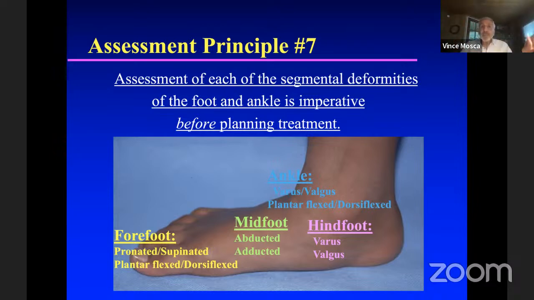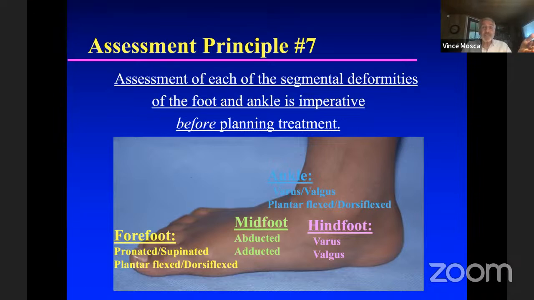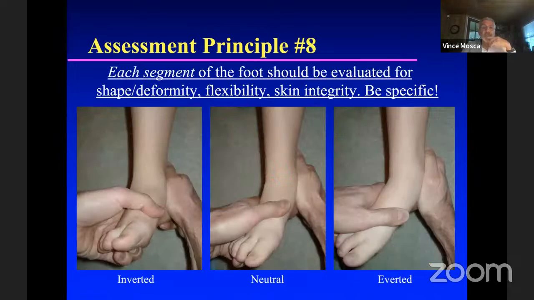We need to make a list, especially in the beginning when you're starting out in assessing and managing foot deformities in children. Write down, just have a list. It says forefoot, what are the deformities? Midfoot, hindfoot, ankle. And then once we know what the static deformities are, we need to assess motion. And the hardest motion to assess is the subtalar joint, the most moving part of the foot, but the hardest to assess.